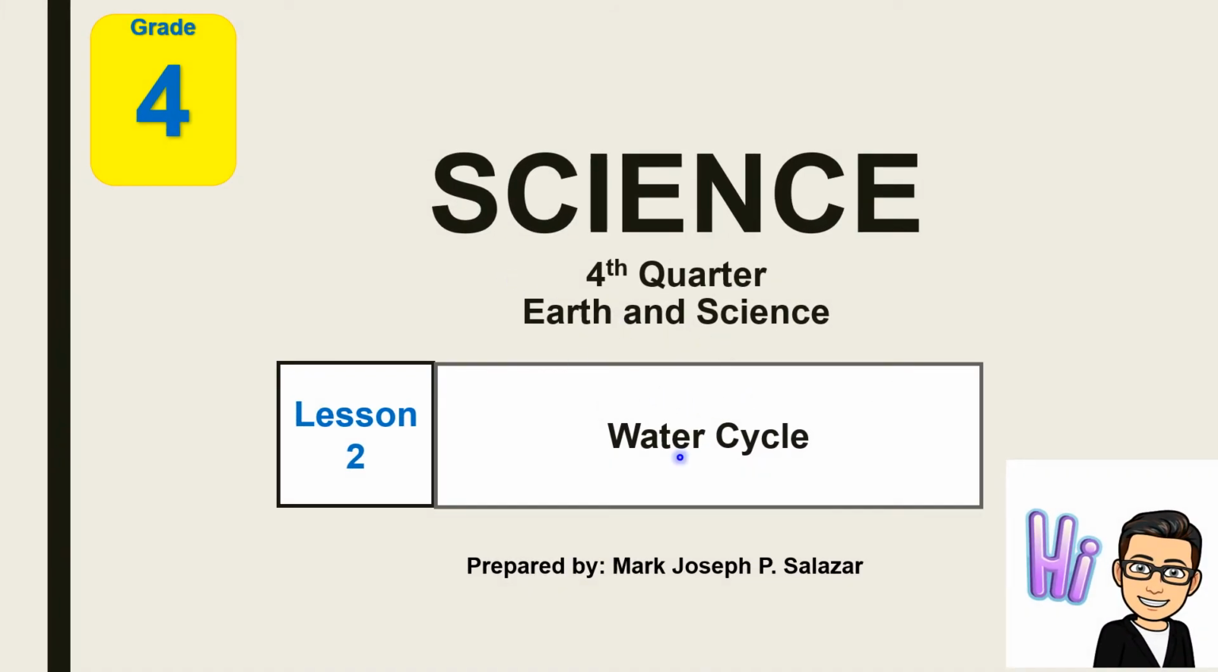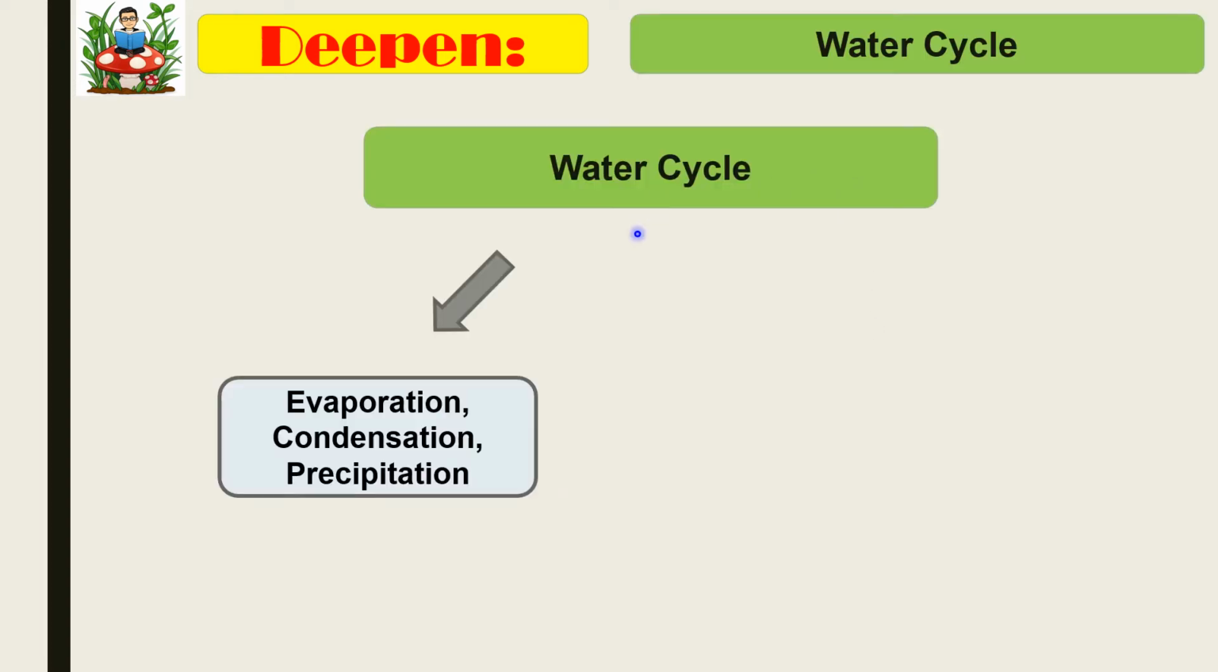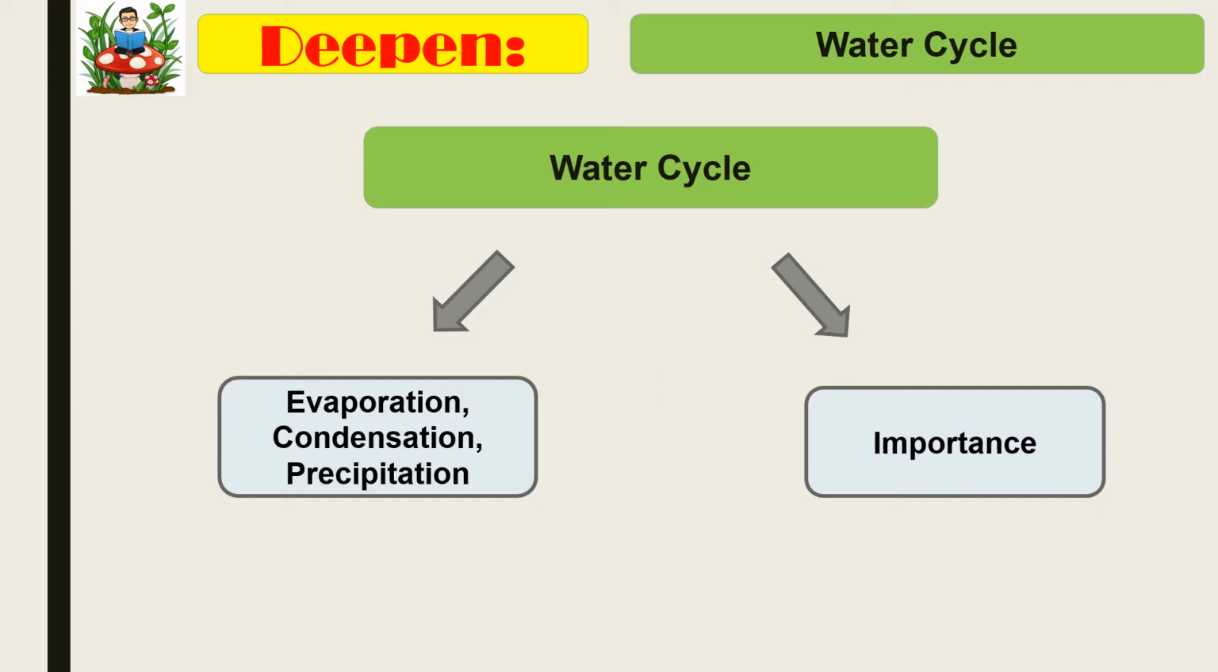Our lesson for today is all about the water cycle. The water cycle has two main components, evaporation and condensation, and its importance.